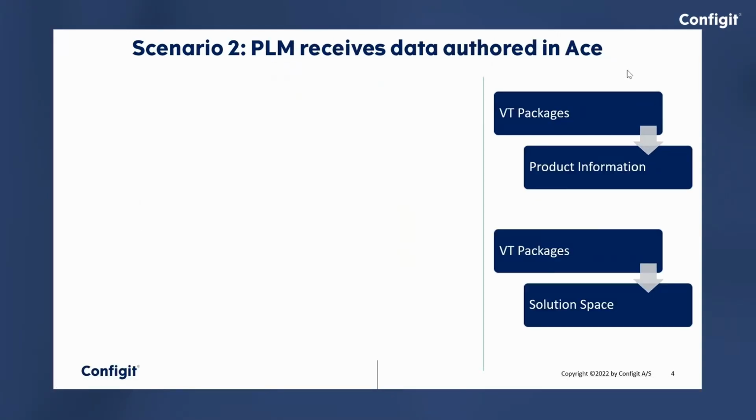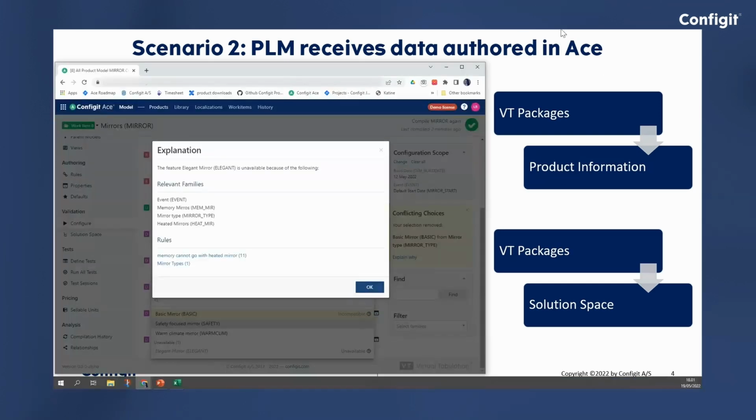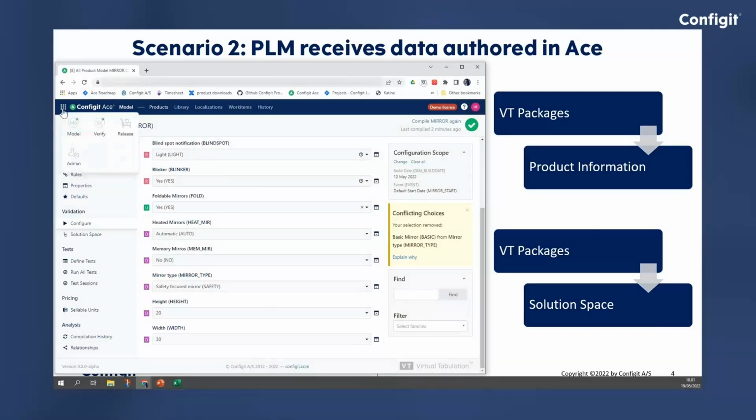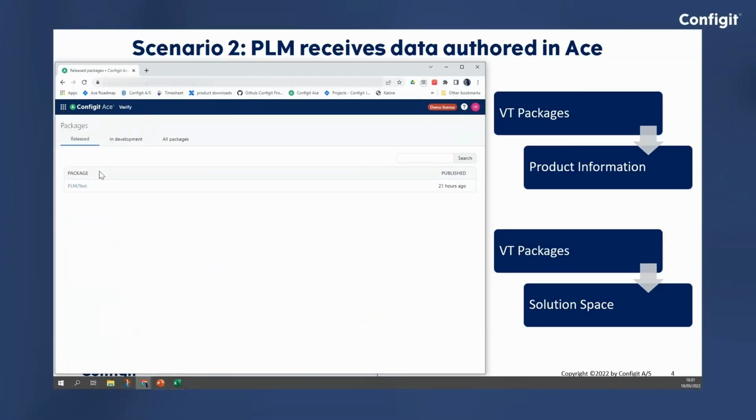And I want to show you how the data which has been authored in ACE can be used by PLM or received by PLM. I'm going to do this by closing this one, and now jumping over to the area we call Verify. In Verify, what I can see are released packages: I have promoted the work I did in my work item, then gone to a release area and released those. I can now see them here in Verify as release packages.